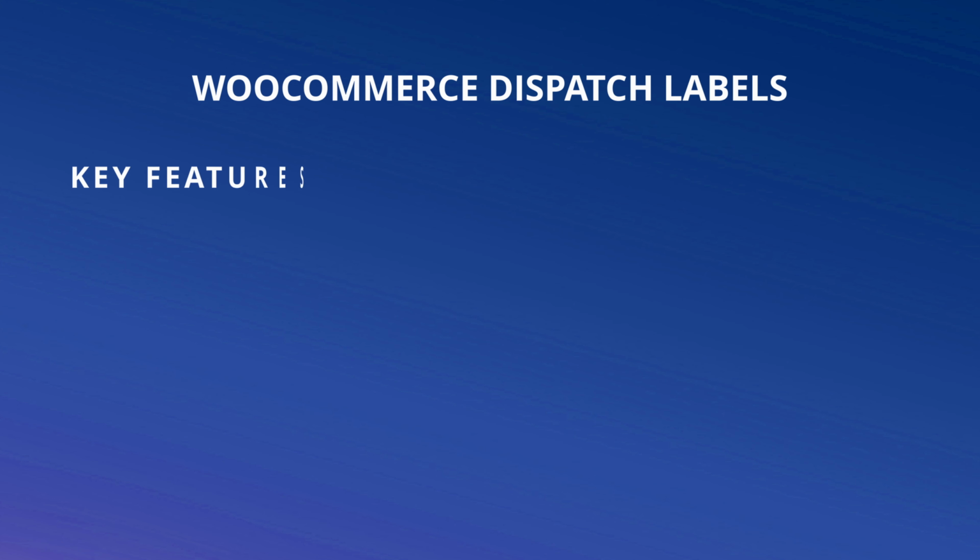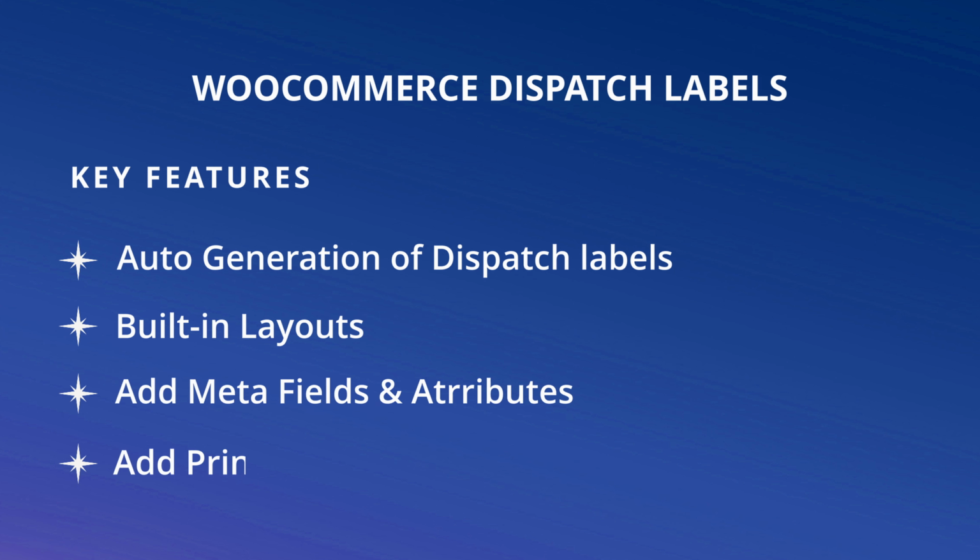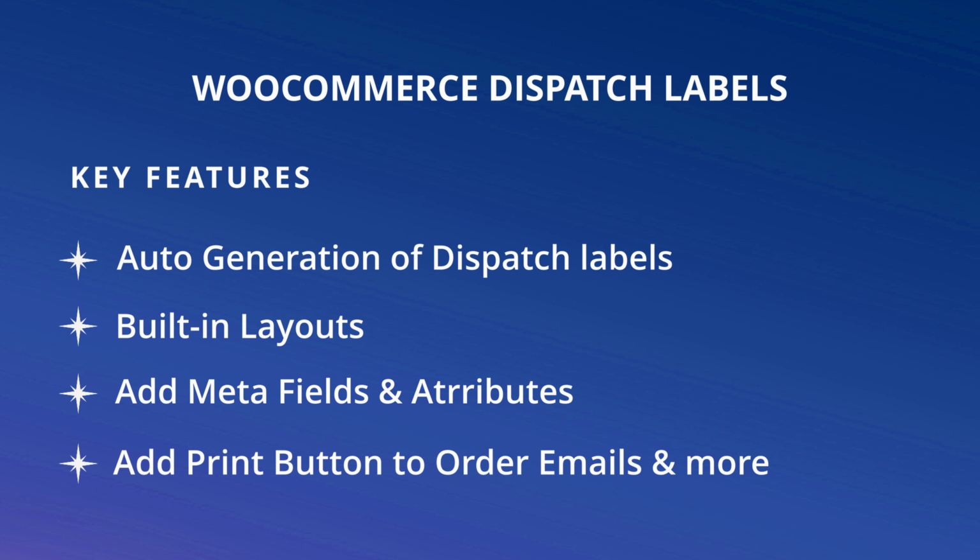Before we proceed, let's take a glance at the key features of the WooCommerce Dispatch Labels. These include auto-generation of labels, built-in layouts, customization with meta fields and attributes, the addition of a print button to order emails, multilingual support, and much more.